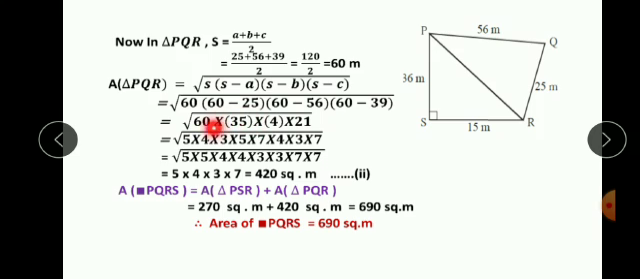So after subtraction, what you will get? 60 into 35 into 4 into 21. Now let us factorize these numbers. What are the factors of 60? 5 into 4 into 3. Then 35 factors are 5 into 7. And 4 is as it is. And 21 factors are 3 into 7.